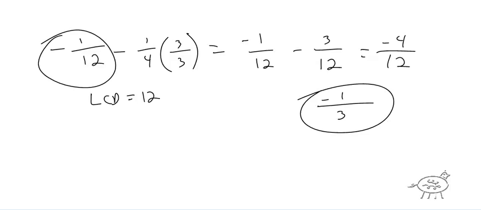Let's try a problem here that starts out with mixed numbers. So negative 2 2/3 minus 4 1/9. All right, so just like you did with multiplication, if you have mixed fractions, you want to turn them into improper.